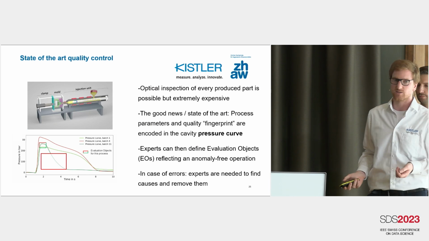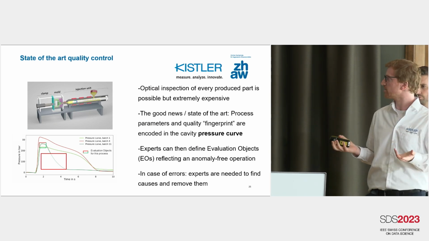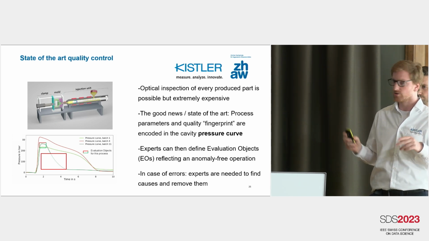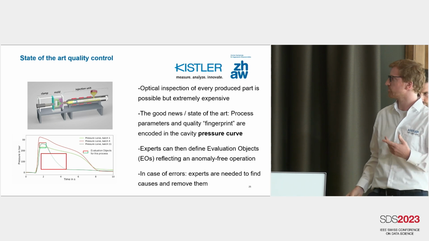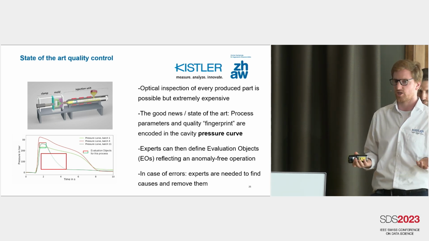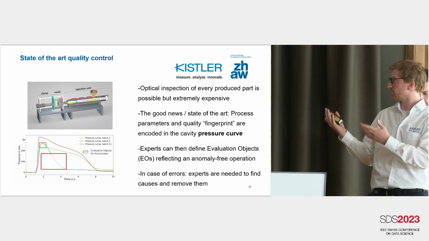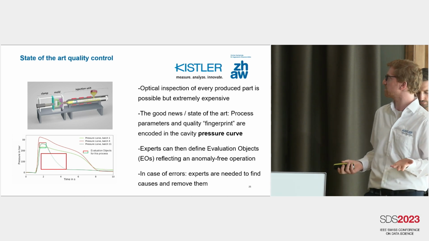The characteristics of such a process can be very well encoded in the so-called pressure curve. If you have a sensor in the cavity and you monitor the pressure inside the cavity over time, this is like a fingerprint of the part which will be injected. So you can see if it's going to be a good part or a bad part, and even much more in some cases.